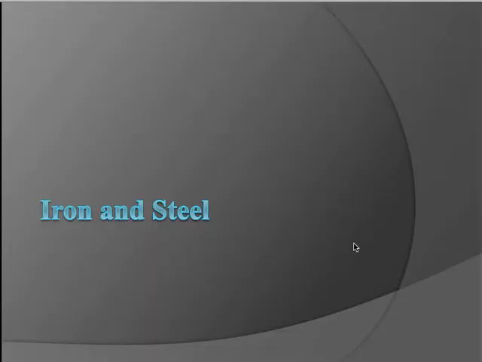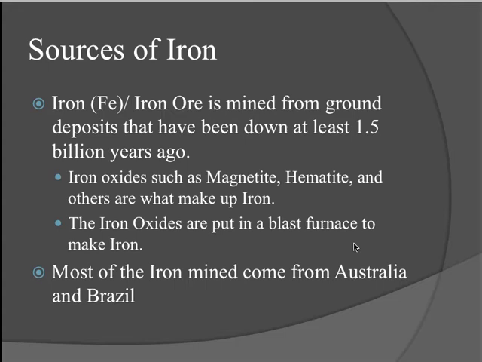All right, so let's focus on iron and steel. Iron ore is dug up from the ground in deposits. These were formed at least 1.5 billion years ago. Iron oxides exist as magnetite, hematite, and others that make up iron, and you do have to kind of know the specific names for the iron oxides. The iron oxides in particular are put in a blast furnace to make iron, and we're going to look at the blast furnace and how that works in just a moment. Most of the iron mined comes from Australia and Brazil.